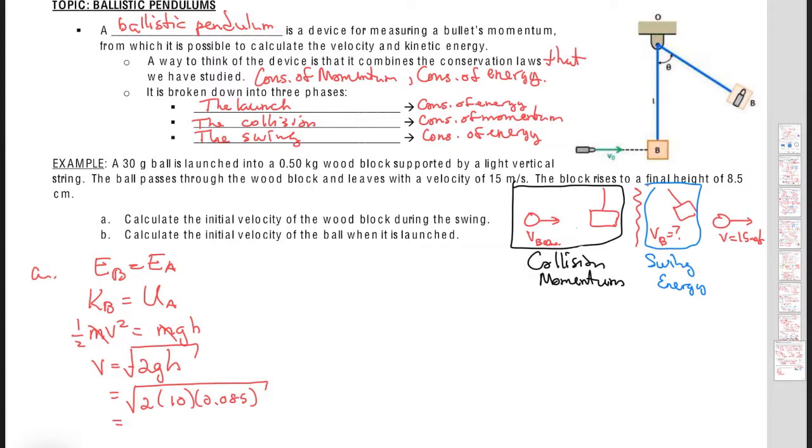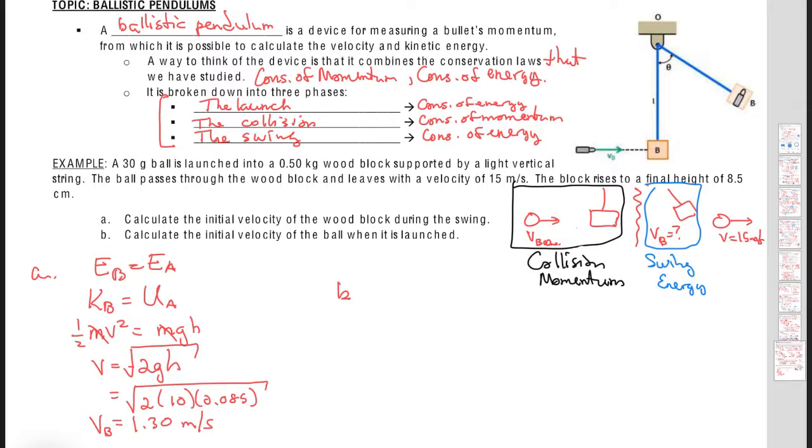Okay, and so then I'm going to do 2 times 10 times 0.085, and then I'm going to take the square root of that, and I'm going to get a velocity of 1.30 meters per second. So it's going to be the velocity of the block. All right, so that side's pretty easy if you can break it down by the three areas. Is it the launch? Is it the collision? Is it the swing? Then you can determine which conservation law you're going to use.